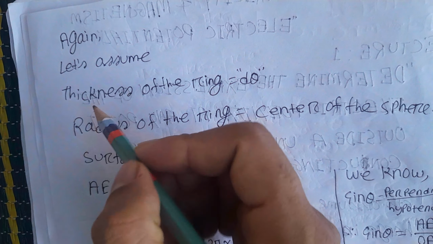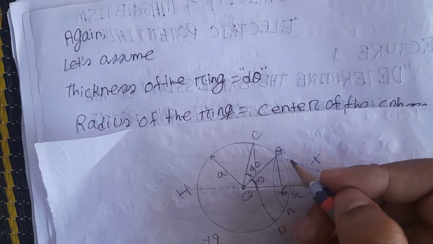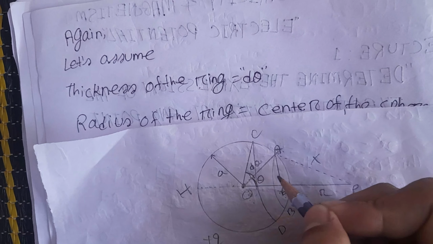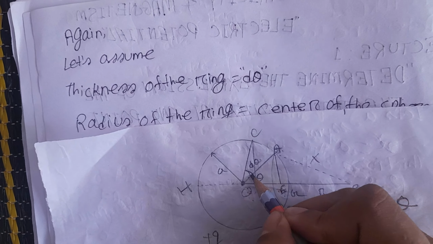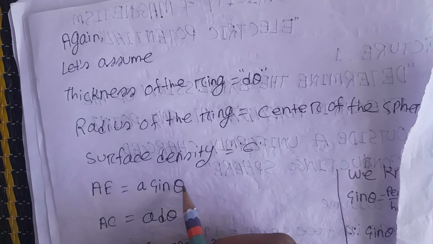Again let's assume thickness of the ring equal d theta. Radius of the ring equal a sin theta. Surface density equal sigma. AE equal a sin theta.